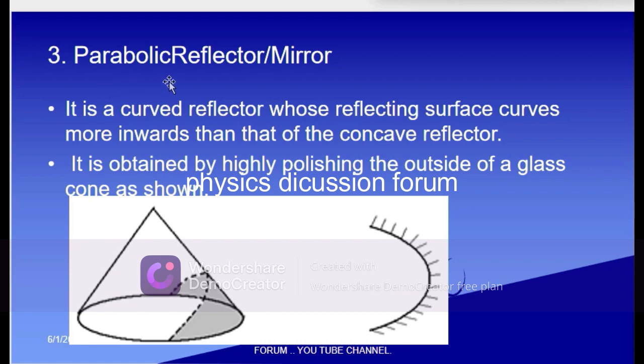The third one, we have the parabolic mirror. It is a curved reflector whose reflecting surface curves more inwards than the concave mirror, and it is highly polished on the outside of the glass, as shown here. It is obtained from a cone that is cut, for example, where the cursor is. Then you can see it curves more.